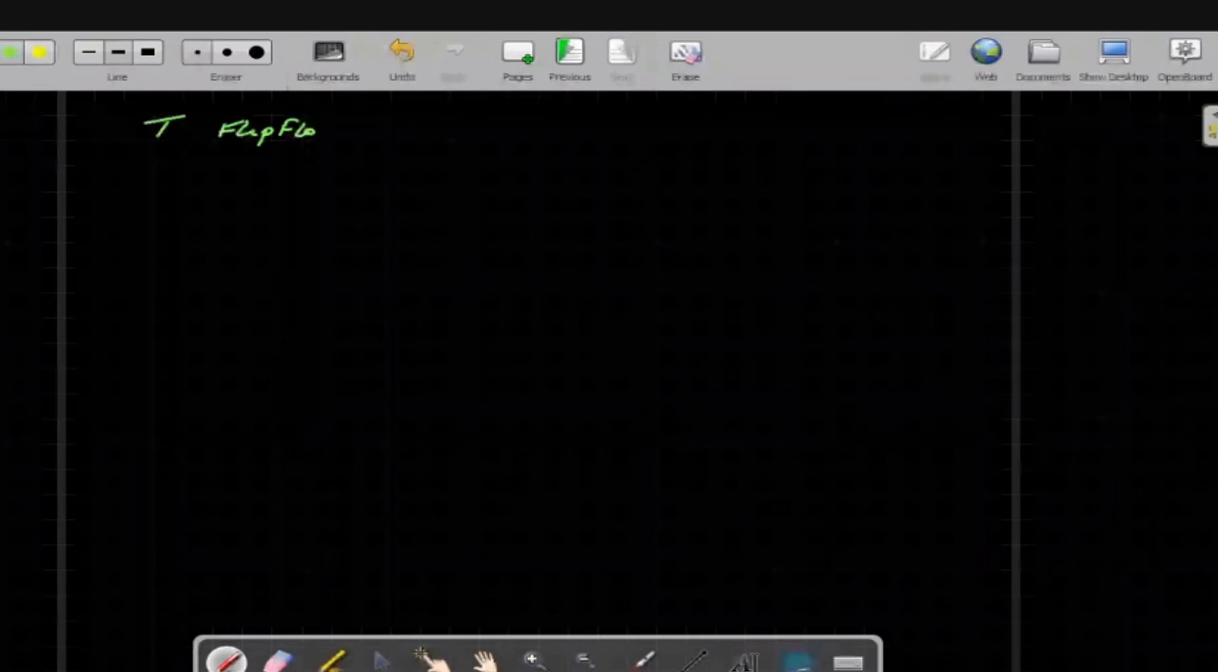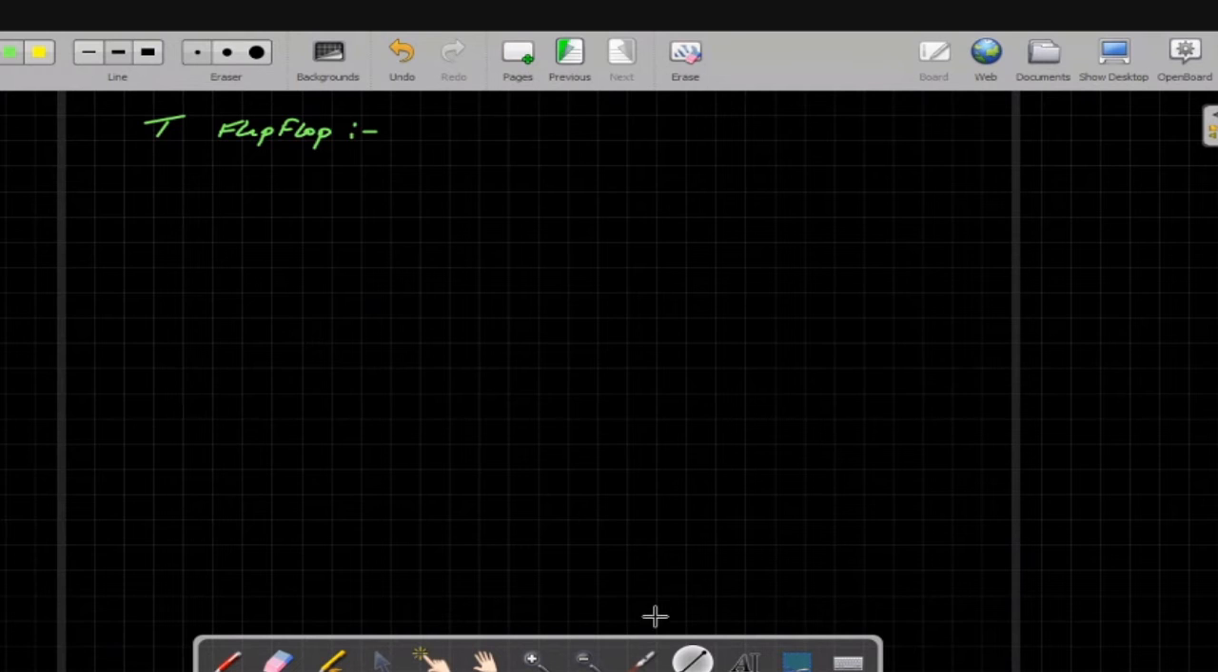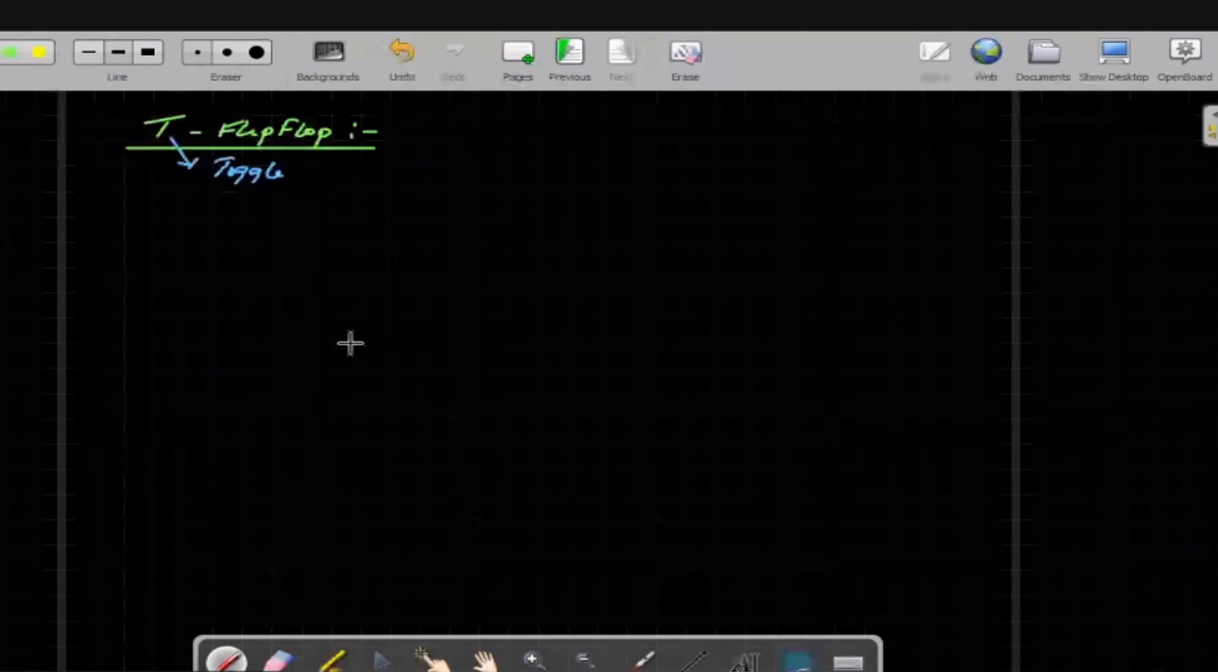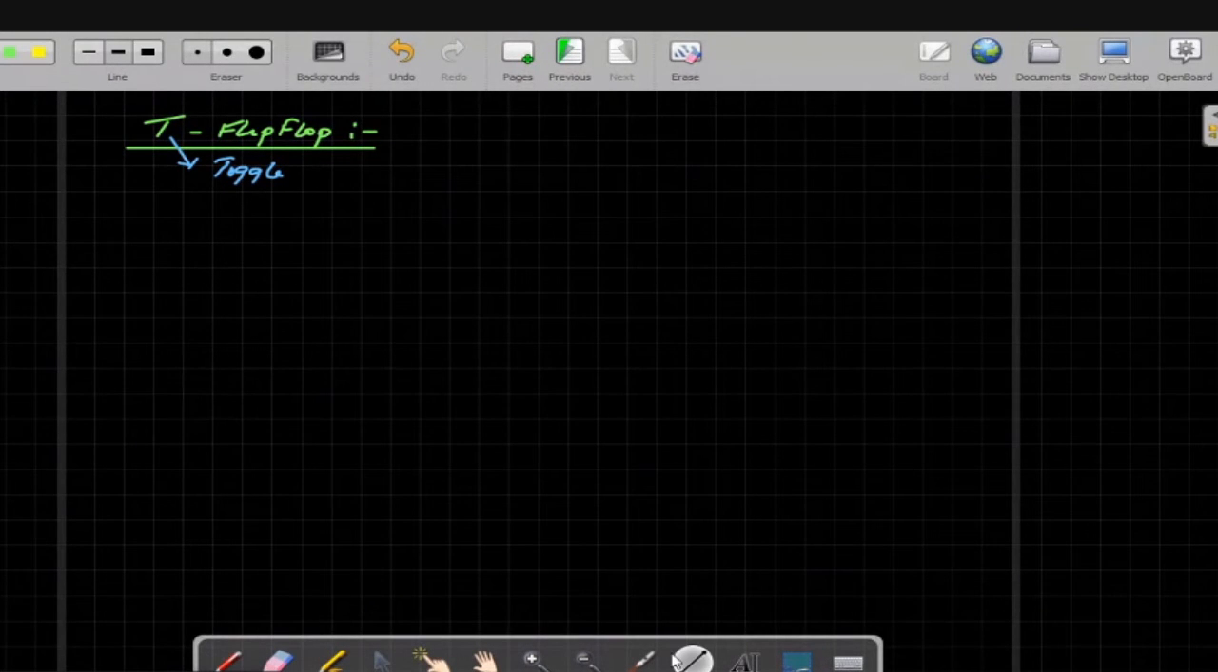T flip flop. Can anybody tell me what is the meaning of T here? What does T signify? Here the T signifies toggle. Okay, T signifies toggle. So let me first draw the T flip flop, and again we are studying it in context to the JK flip flop.